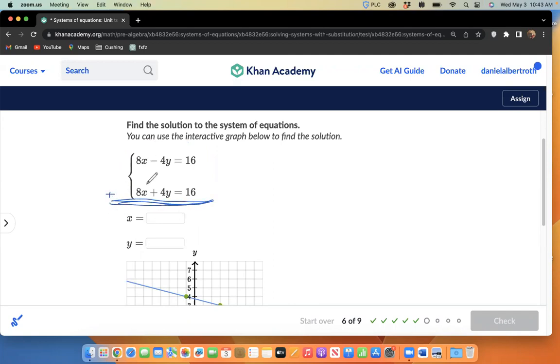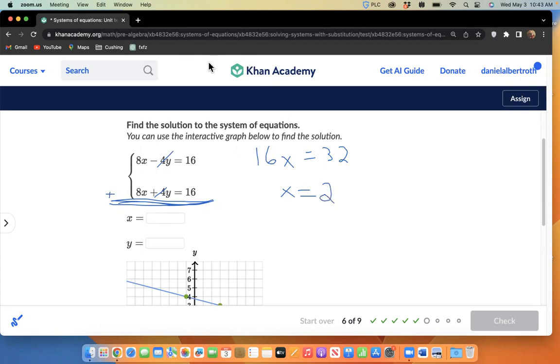If I add these, 8x plus 8x is 16x. -4y plus 4y cancels. That's why I like this. This is what is being eliminated in the elimination method. The y's go away. 16 plus 16 is 32. Through the elimination method, I'm getting x by itself. x equals 2 because I can divide both sides by 16.